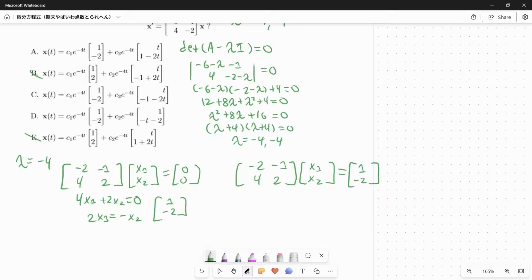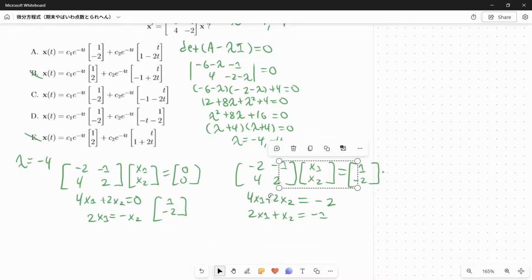Doing that, I'll use the bottom row again. It doesn't really matter, but we can say that 4x sub 1 plus 2x sub 2 is going to be equal to negative 2. And then simplifying this expression a little bit, we can say that 2 times x sub 1 plus x sub 2 is going to be equal to negative 1.